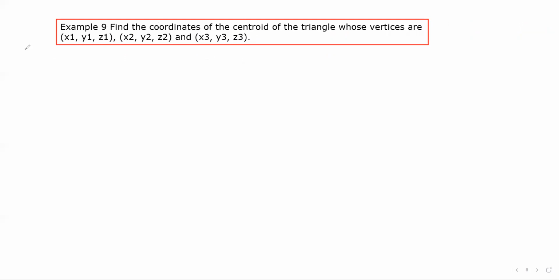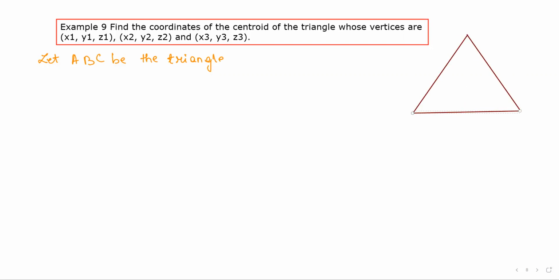So what you're supposed to do is you'll first consider a triangle. Let ABC be the given triangle, the triangle which we are considering. So now we can draw this triangle and we'll consider the vertices ABC, but the coordinates of ABC are given in the question. A is x1, y1, z1, B is x2, y2, z2, and C is x3, y3, z3.